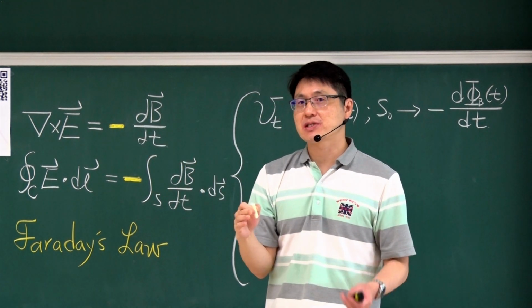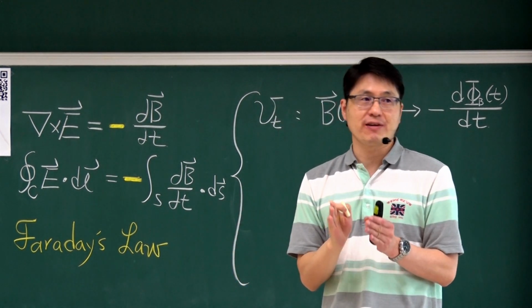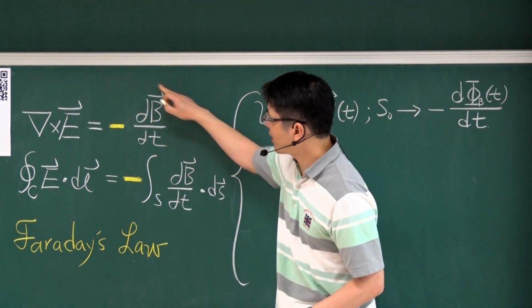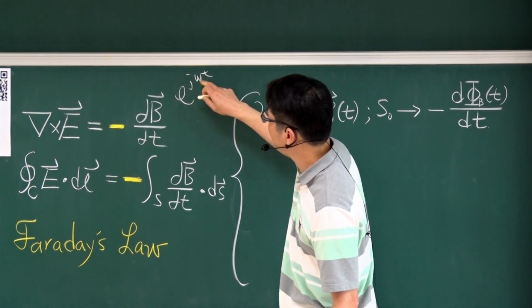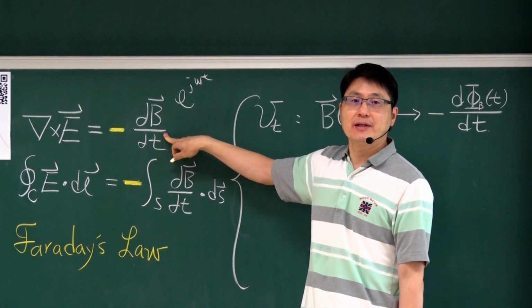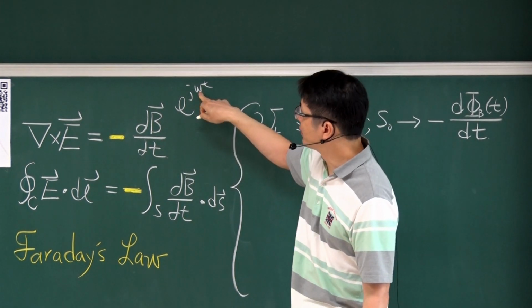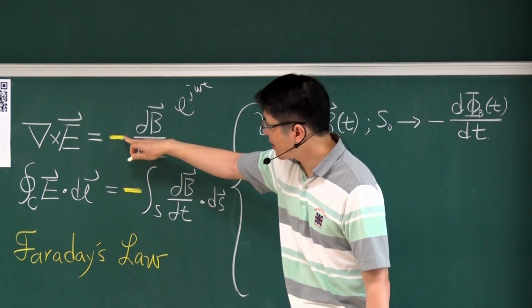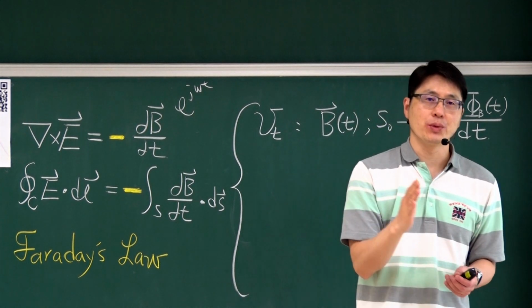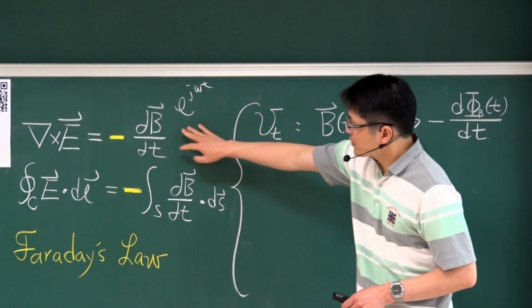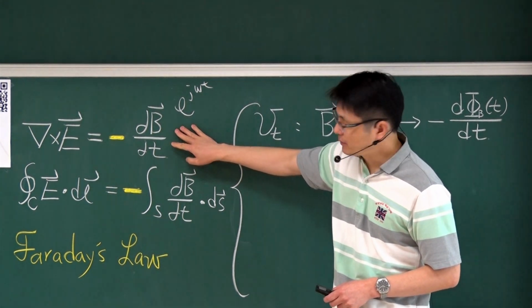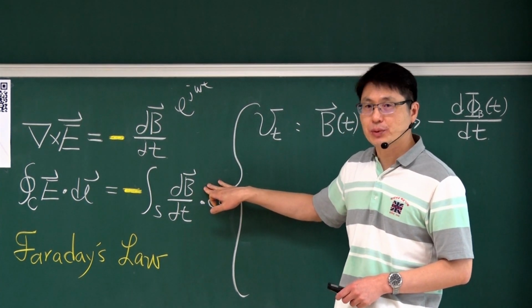Negative sign means a 180-degree phase difference. And now you have a time variation, exponential j omega t. Whenever you have a time derivative, you multiply by j omega. So together, you have a 90 degrees phase delay, right? This is written in the differential form. You can also write it in the integral form.